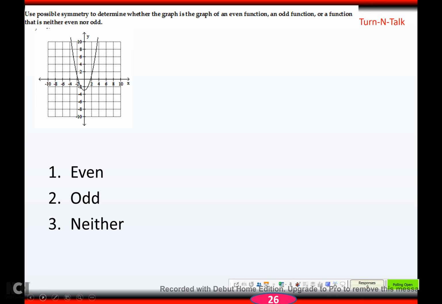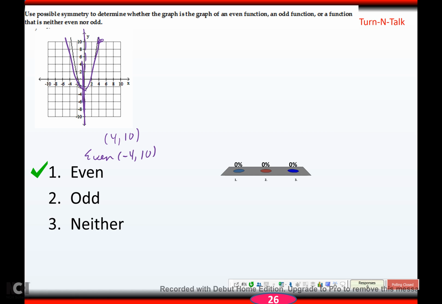Alright, you try one, hit pause, come back when you're ready. It is even. I can tell because the y-axis cuts it in half. This side, if I draw it on the other side, will lay right on top of it. But if you pick an ordered pair, (4, 10), and you're checking for evenness, so you change the sign of x, (-4, 10) is also on there, so it is an even function.